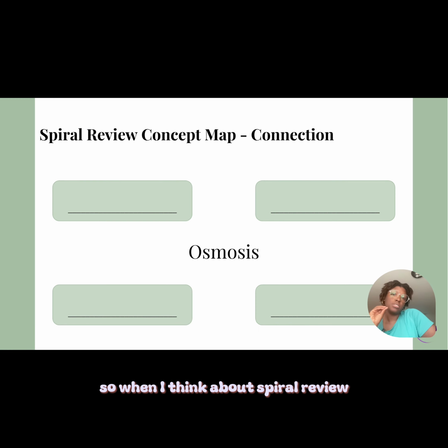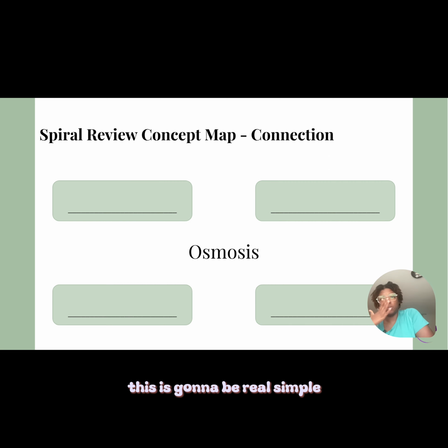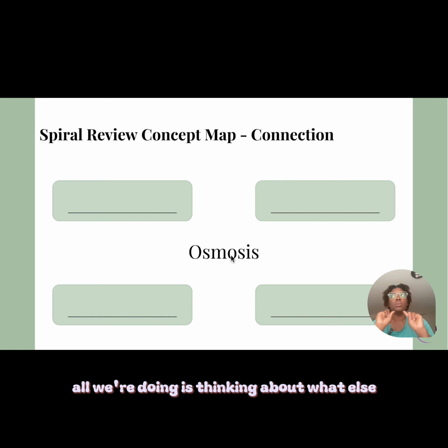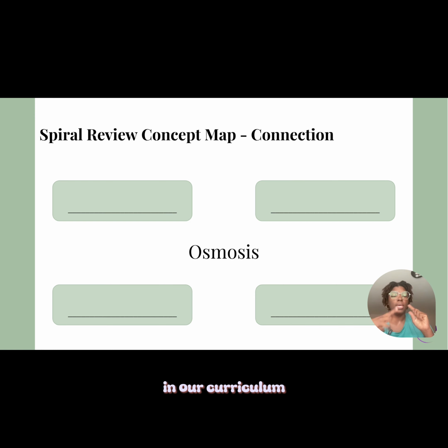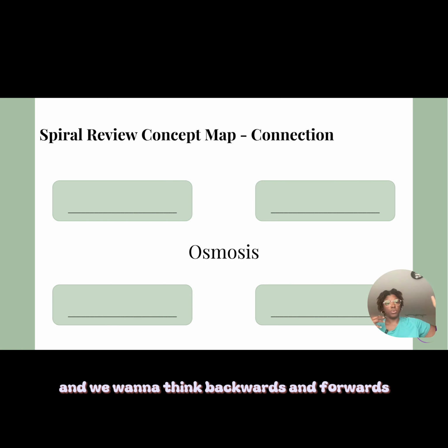So when I think about spiral review, I think a lot of times we overcomplicate it. This is going to be real simple using this concept map. Actually, all we're doing is thinking about what else in our curriculum we can connect whatever topic we're currently on to. And we want to think backwards and forwards.